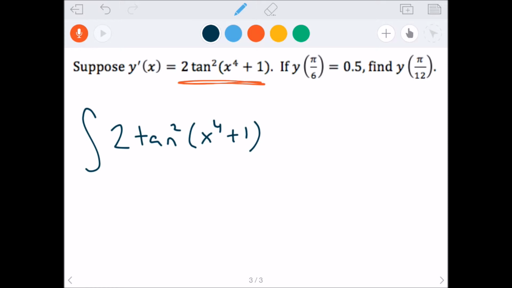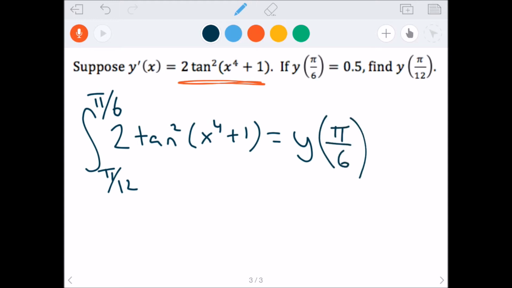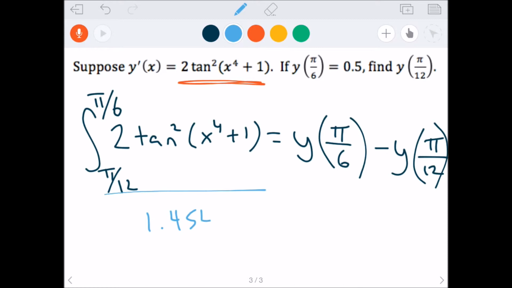evaluated from, excuse me, the lower limit, pi over 12, to the upper limit, pi over 6, and that's equal to the antiderivative, or the integral, y of the upper limit minus y of the lower limit. And I can rearrange it, or I can plug in numbers. If I plug this monstrosity into the calculator, which again I'll show you how to do in a second here, I will get 1.454.